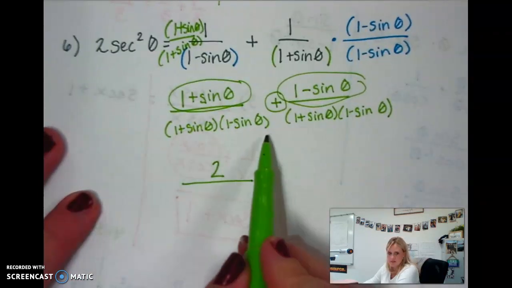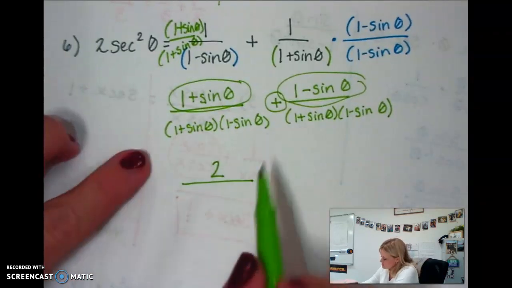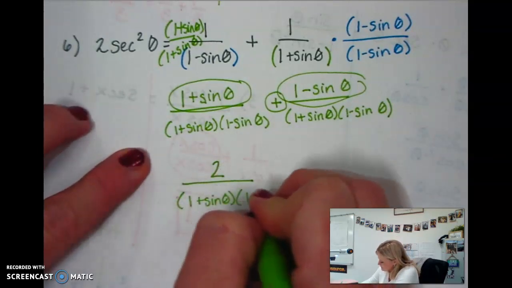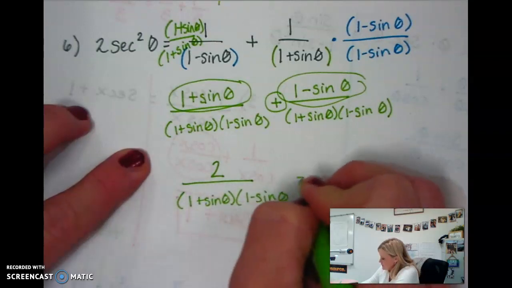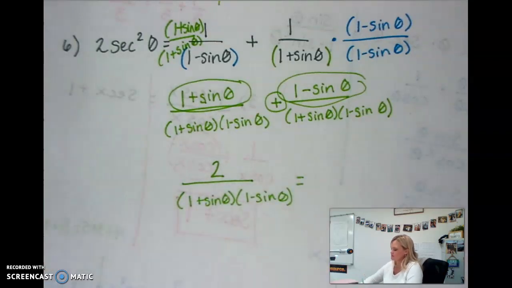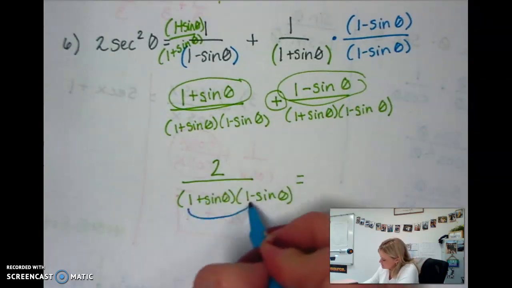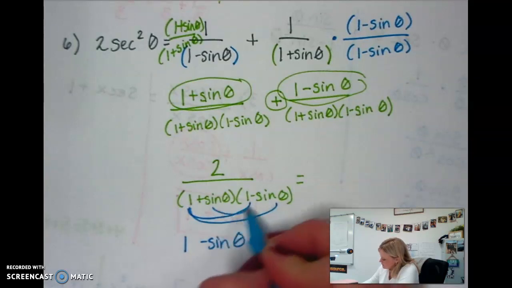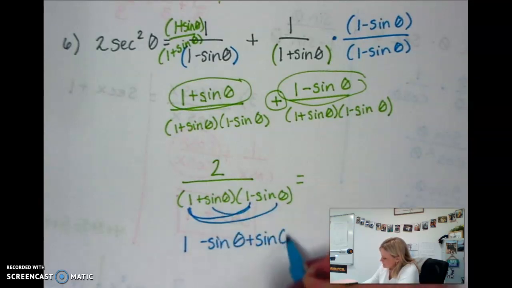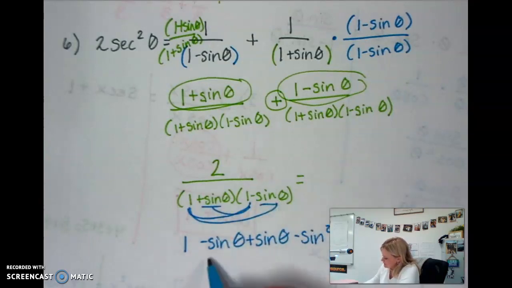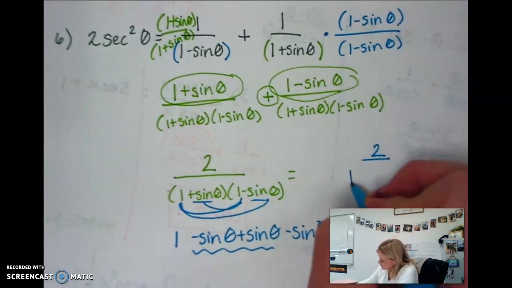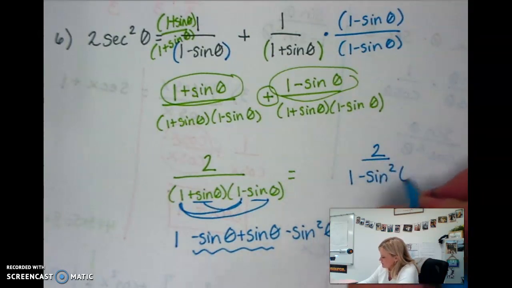My denominators, though, I need to actually take, because this is what I have right now, I need to take and FOIL it out. So when I FOIL, I get first, outer, inner, last. My outer and my inner cancel, so now I have 2 over 1 minus the sine squared of theta.